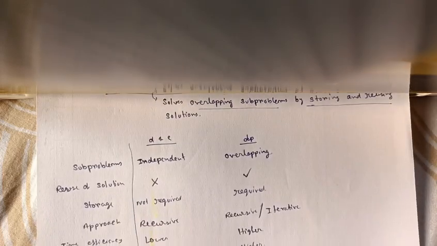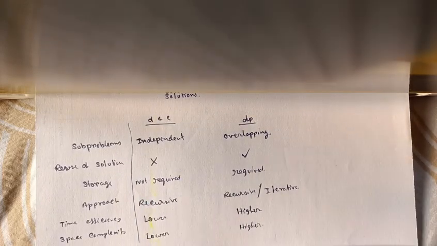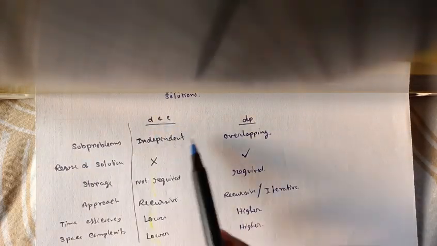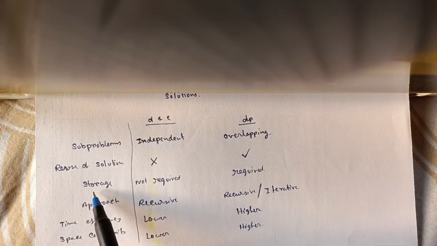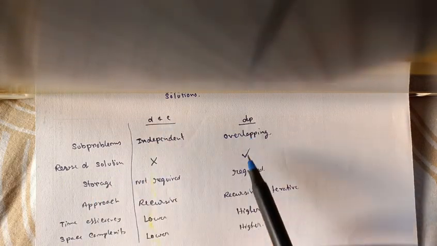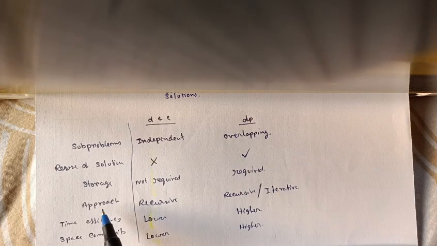And if we show the difference clearly: the subproblems in divide and conquer are independent, whereas in dynamic programming they are overlapping. Reuse of solution: divide and conquer has no reuse of solutions, dynamic programming does. Storage: not required in divide and conquer, but required in dynamic programming. You need to store the data.